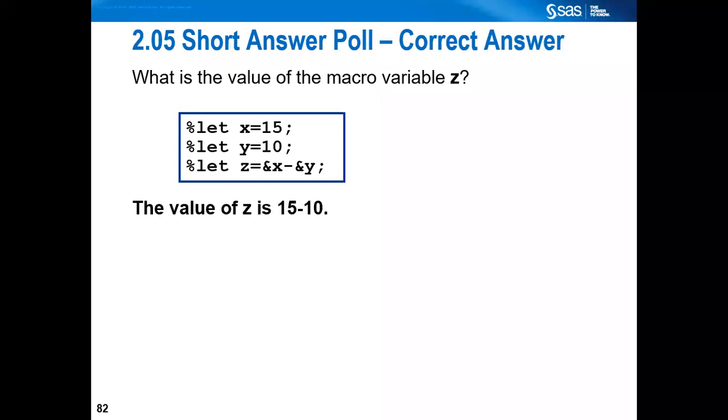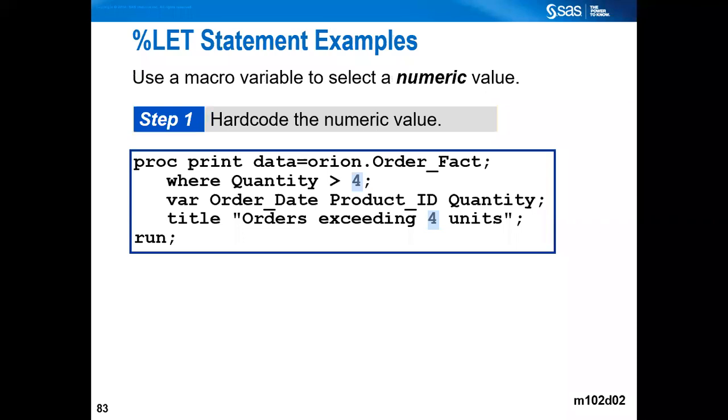Absolutely correct. Okay, now let's work in your data. So use a macro variable to select a numeric value. So in this example, they are using a proc print, or they are generating a list report on orion.order_fact table where quantity is greater than 4.